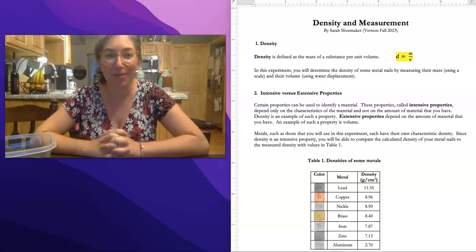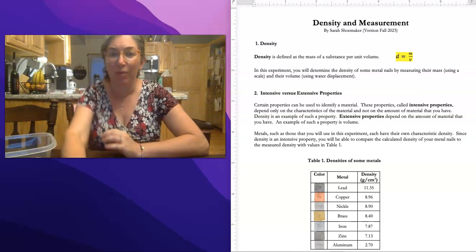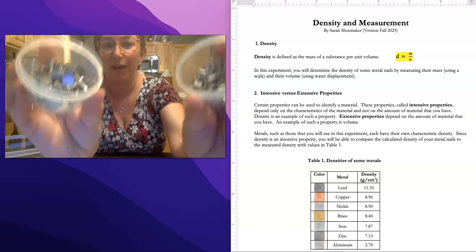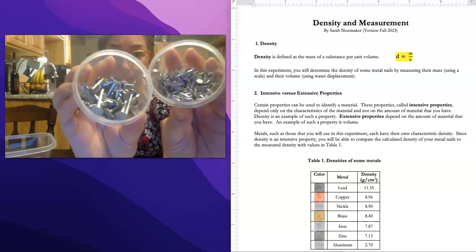Hello and welcome to the pre-lab video for the Density and Measurement Lab. In this lab, we are going to be exploring density. We will be finding the density of two different nails. So we've got some large nails and some small nails.